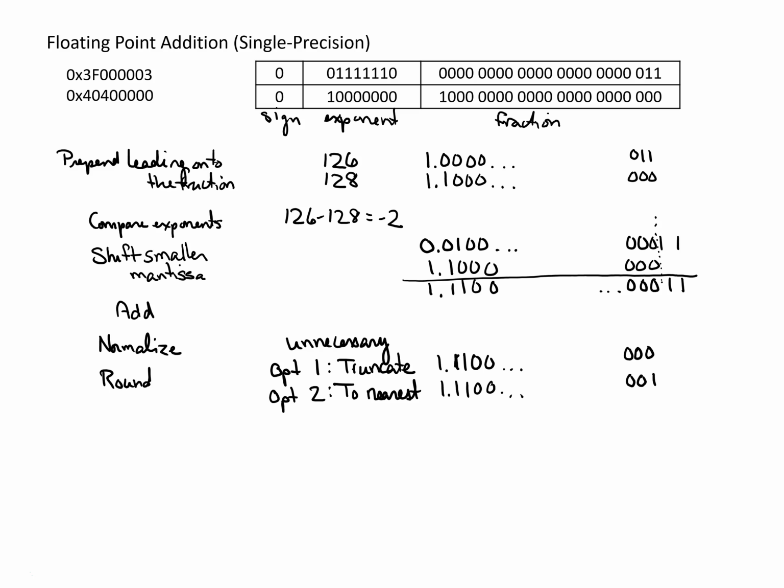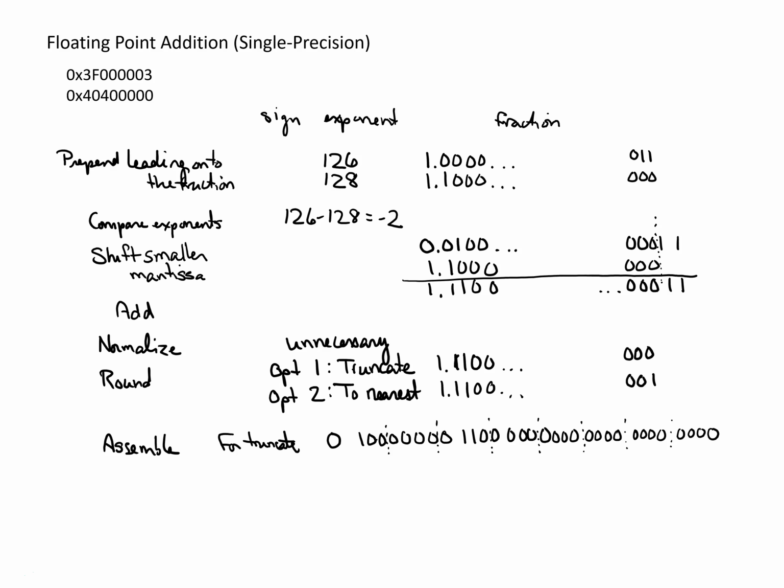And then after we've rounded it, our final step is to assemble. And so we basically need to put the sign, exponent, and the fractional portion. So we need to drop the leading 1. And so for the truncate case, so the option 1 above, we're going to have our sign, which is 0, our exponent, which is the 128, and then our fractional portion, so we're dropping the leading 1, and we have 1100.